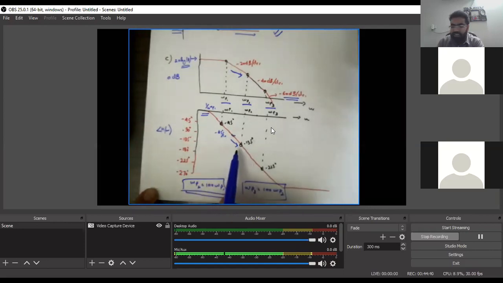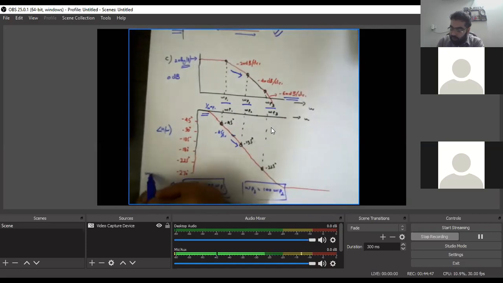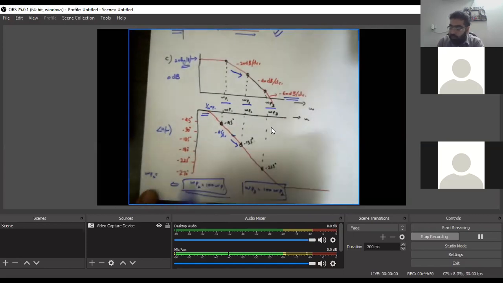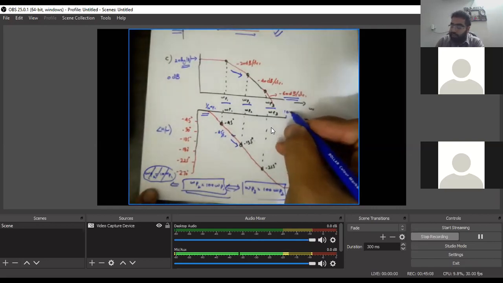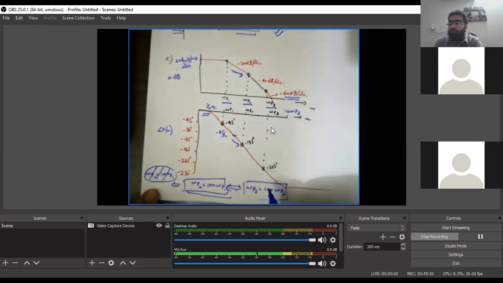Again, just for the simplification we are doing, if you have, for example, omega p2 equal to 10 times omega p1, then for some small instance you will have a slope of minus 90 degree per decade. But in this current scenario, since we are meeting this criteria, the slope is minus 45 degree per decade until you reach the point 10 times omega p3. When you reach 10 times omega p3, you will have an angle of minus 270 degree. And that is the maximum angle you can reach in a three pole system.